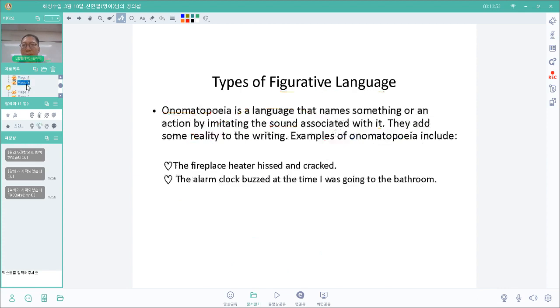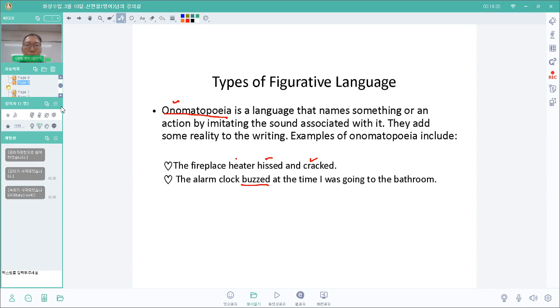Okay? Last but not least, we have onomatopoeia. Onomatopoeia is a language that names something or an action by imitating the sound associated with it. So onomatopoeia is a technique where you use vocabulary that imitates the sound. For instance, an example of onomatopoeia is: the fireplace heater hissed and cracked. So the words hiss and crack imitate the sound. Okay? So onomatopoeia. Alarm clock, buzz.